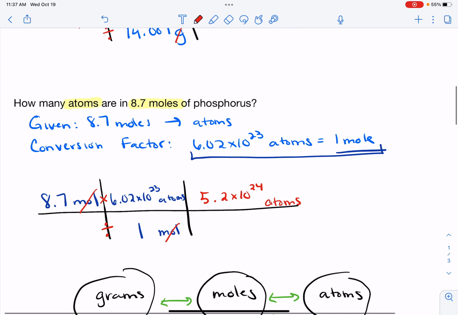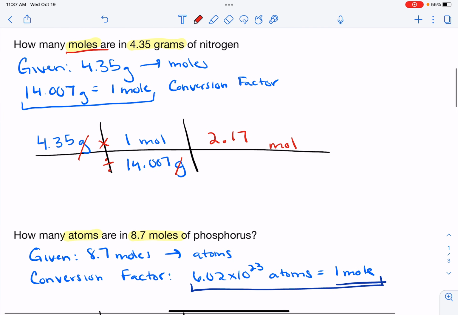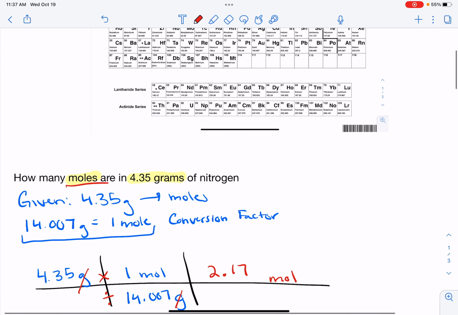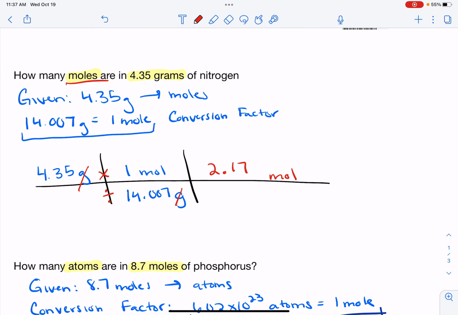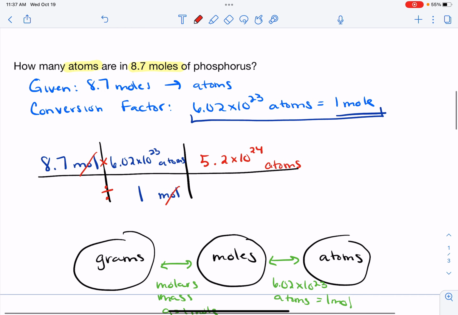So today we went over 3 different types of problems that you might see. The first one is converting between moles and grams. When we have that, we're going to make sure we look at our periodic table to figure out the molar mass, and that tells you how many grams is equal to 1 mole. When we're converting between atoms and moles, we're just going to use the fact that 6.02 times 10 to the 23rd atoms is equal to 1 mole, and that's always the case. And so that is going to be our conversion factor when converting between atoms and moles, or moles and atoms.